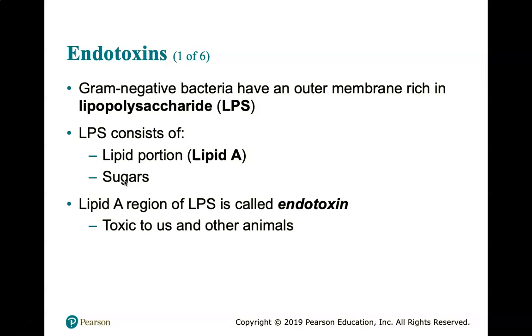Now, the lipid A region of the LPS is called the endotoxin, which is toxic to us and other animals. Now, when I show you how it functions, you'll see that there's a lipid A portion and then there's a B portion, and they have different functionalities.